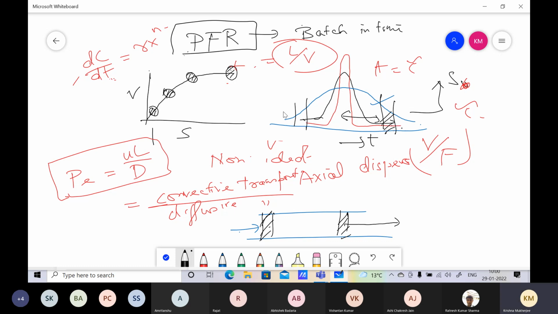So the fact that particles reside for different amounts of time leads to a lowering of the conversion amount in a PFR, in a plug flow reactor. Therefore, you will not get the same conversion as a batch reactor with the residence time of tau equal to T because of axial dispersion. Do you follow this argument? And the more the axial dispersion, the poorer is the conversion, the net conversion.